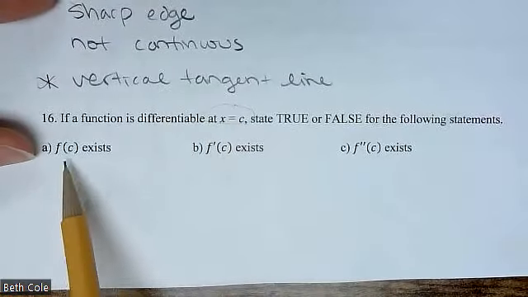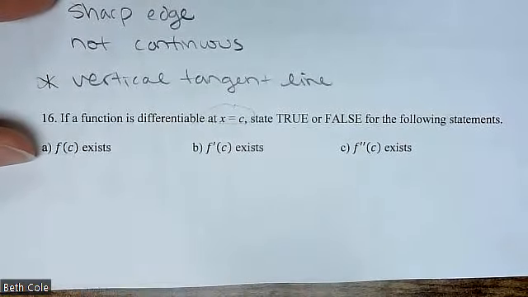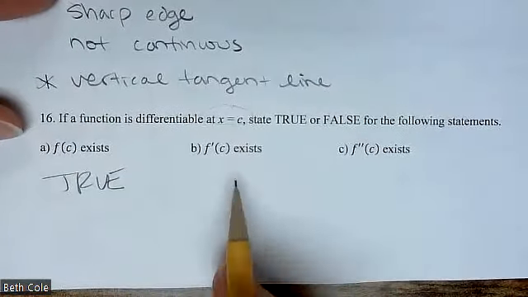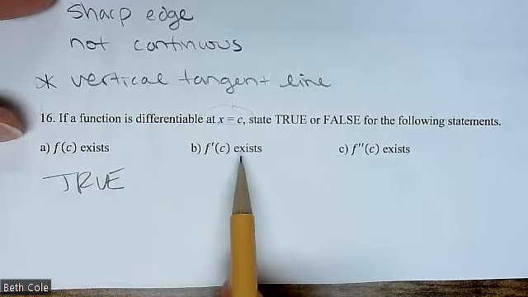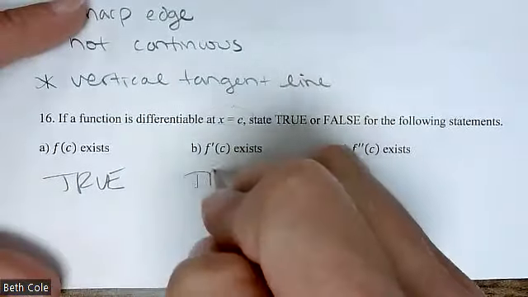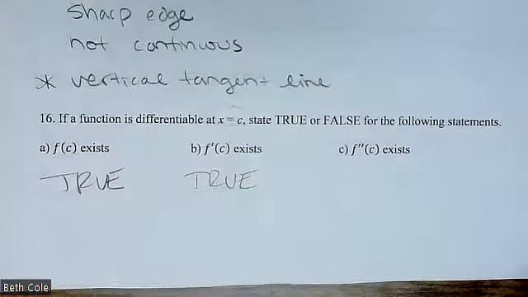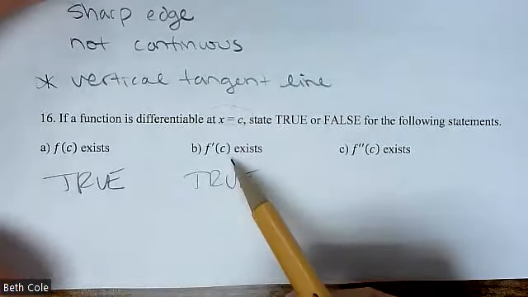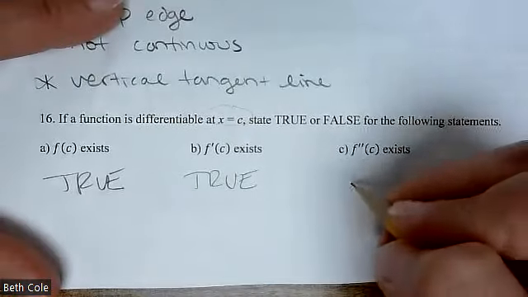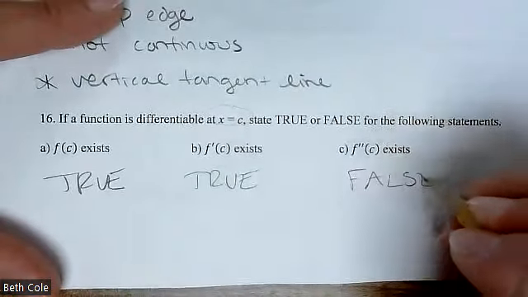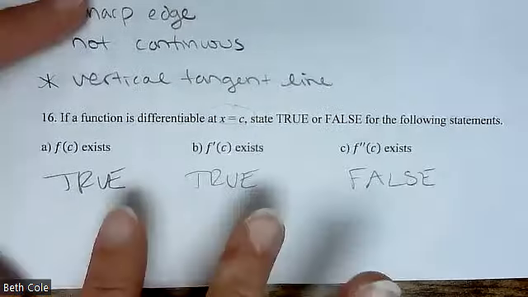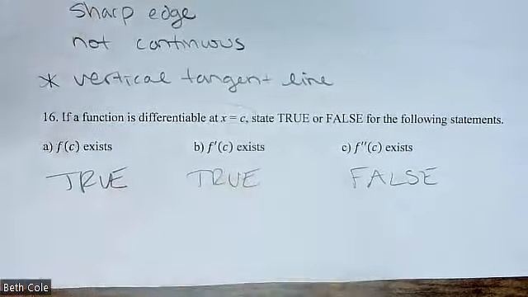If you are differentiable, is there a point there? Yes, true. If you're differentiable, is there a derivative? Yeah, that's kind of like the definition. Differentiable means you can get a derivative. Now, if you're differentiable, you can get a first derivative, but could you get a second derivative? No, or there's not enough information to figure that out yet, but you would have to have a point. You'd have to have continuity and you'd have to be able to get a derivative.